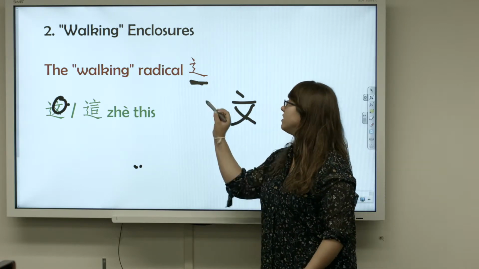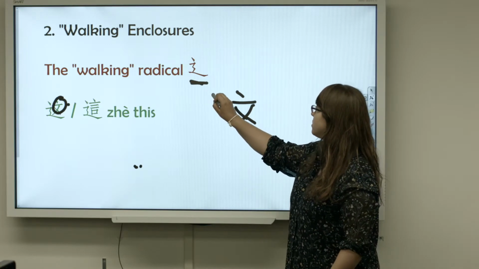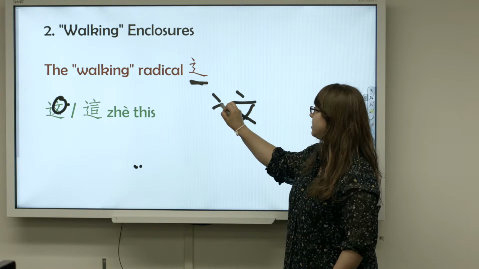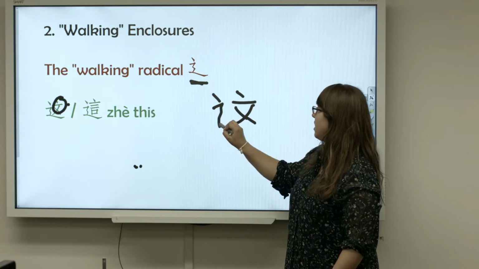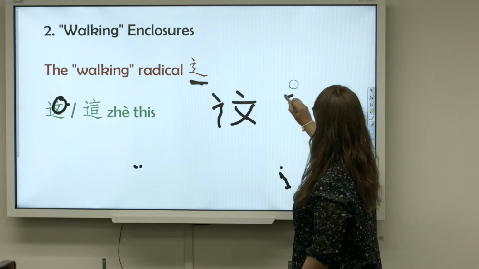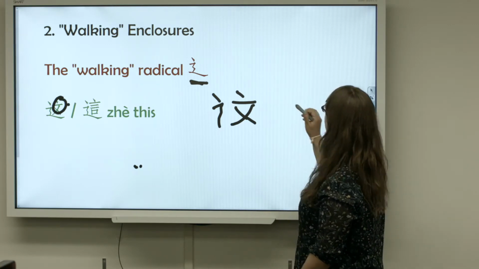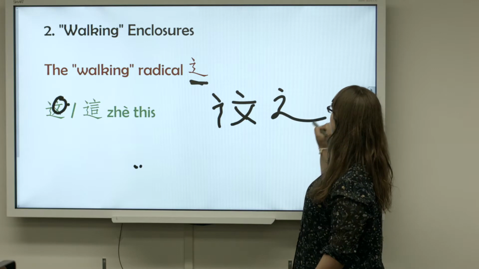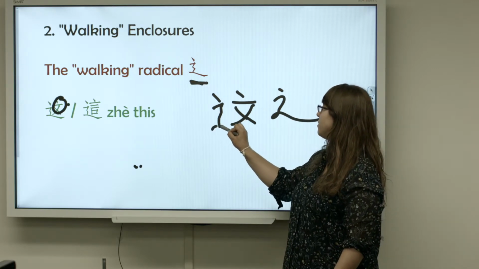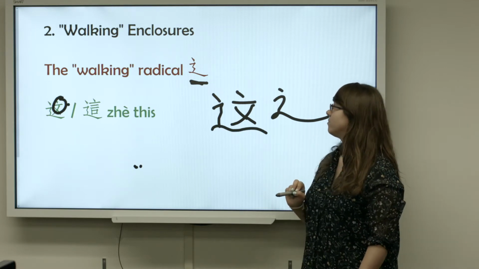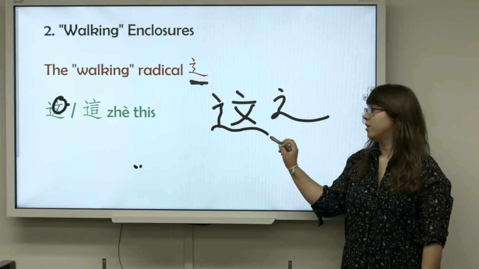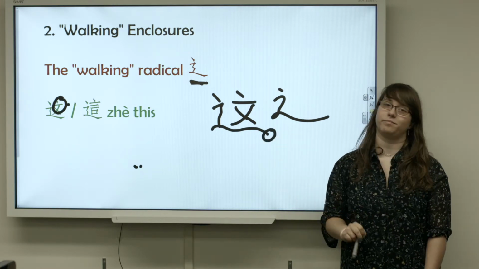And then we write the walking radical. It starts with a dot, and then a T, a curvy line. And some people will write it all in one stroke, but it's actually two. So you have the curvy line, and then you have the curved heng at the bottom. It's always good to finish a character in the bottom right-hand corner.